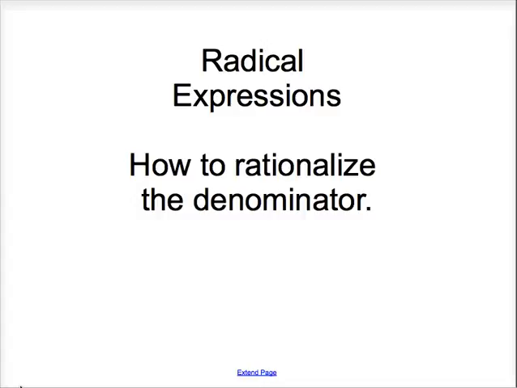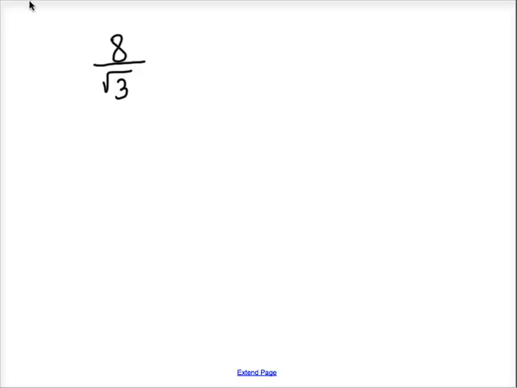Alright, so radical expressions, how to rationalize the denominator. First example, 8 over the square root of 3. Okay, we don't want the square root of 3 in the denominator, we want to make sure we can simplify this. How do I get rid of the square root in the denominator? You do the square root of 3 over 3. Okay, so you want to multiply this both by the square root of 3 over the square root of 3.